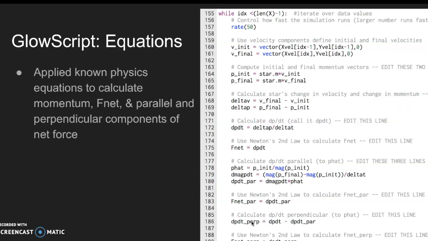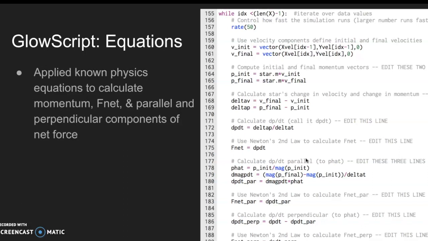Then I had to apply known physics equations to calculate momentum, F net, and parallel and perpendicular components of the net force. To do this, I had to apply Newton's second law, where F net equals the change in momentum over the change in time. So first I had to calculate the initial momentum, which is the mass of the star times the initial velocity, same process for the final momentum. Then the change in momentum and the change in velocity were both the final minus initial. The dp/dt is the delta p over delta t, and then Newton's second law, to calculate F net, which is the dp/dt value as calculated above.